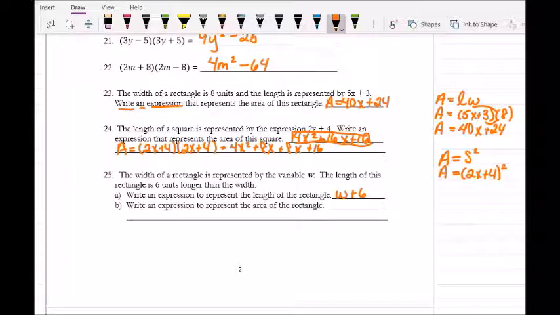Write an expression to represent the area of the rectangle. So again, area equals length times width. And we just said that our width is w and our length is w plus 6. So we're just going to multiply those by distributing w. w times w is w squared. w times 6 is 6w. And that would be the answer. See, these aren't so bad.